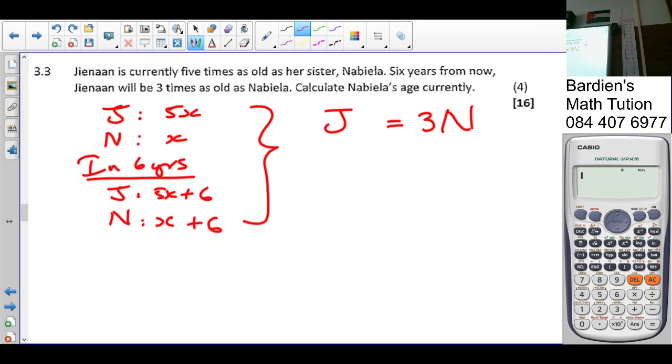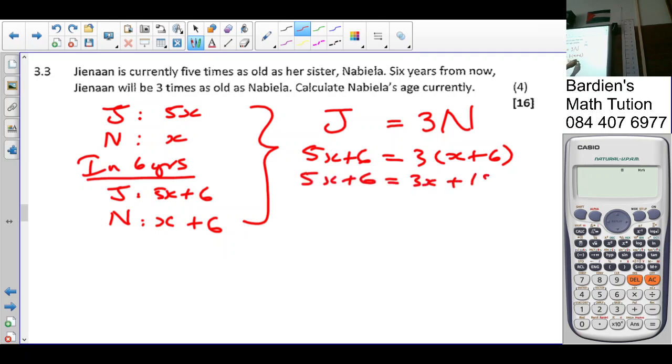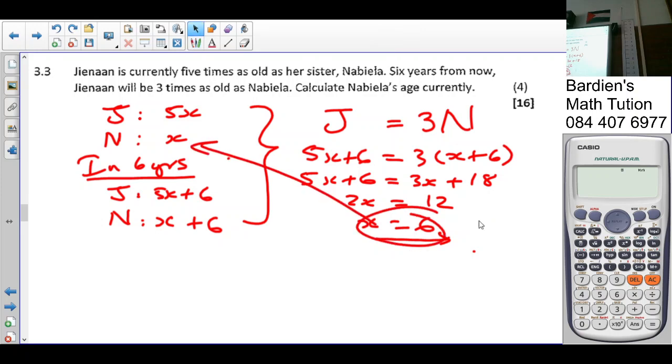Make sense? So Nabila in 6 years' time is 3 into x plus 6. Jinan is 5x plus 6. So now it's just a matter of solving for x. So 5x plus 6 equals 3 times x, which is 3x, 3 times 6 is 18. 5x minus 3x is 2x. 18 minus 6 is 12, divided by 2 is 6. What's the question? Calculate Nabila's current age. So therefore Nabila is 6. Any issues here? You all okay with this?